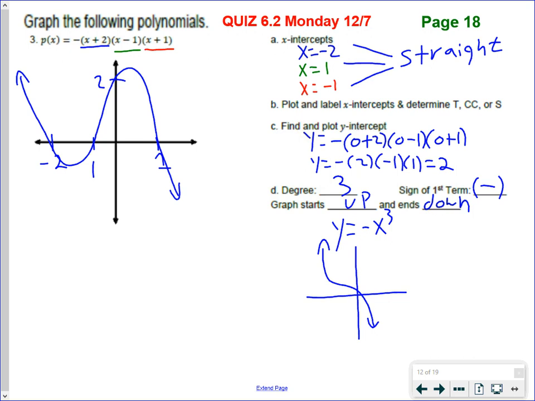And the first term of this function is -1. -1 is a negative number. So the sign of the first term is negative. So we have a negative odd degree polynomial. For instance, that's very similar to y equals -x cubed. So it looks something like that. So the point is we're going to start up and we're going to end down. So our polynomial graph should look something like this.